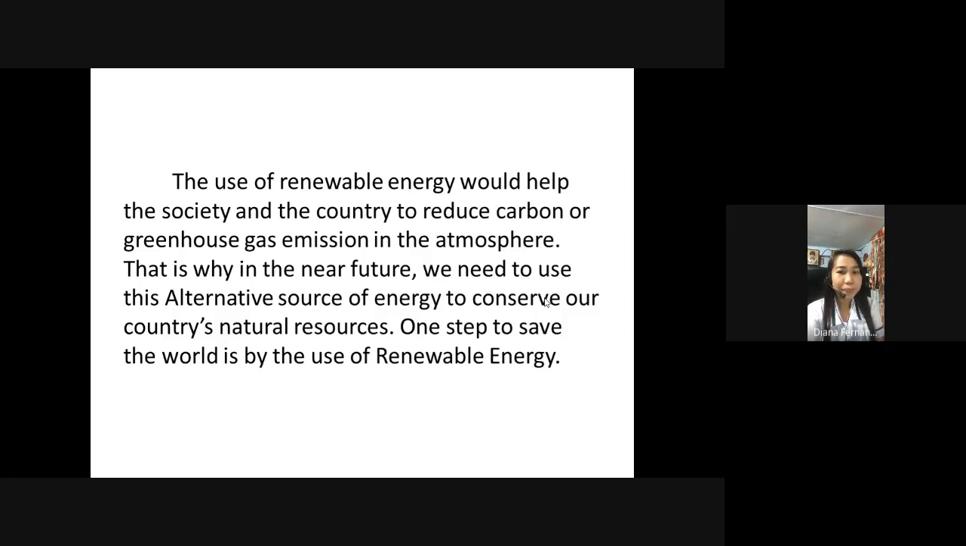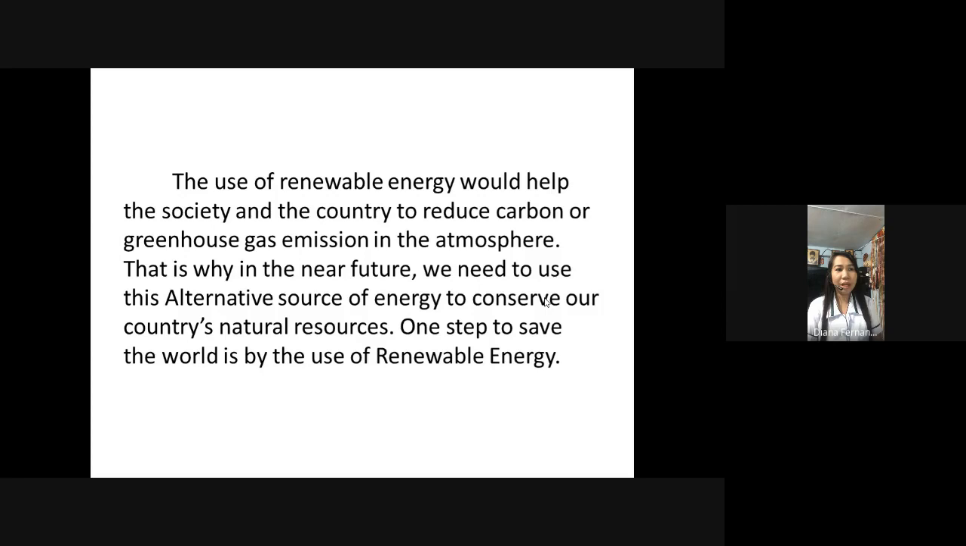Who can read? Gian, can you please read the use of renewable energy? The use of renewable energy would help the society and the country to reduce carbon or greenhouse gas emission in the atmosphere. That is why in the near future we need to use this alternative source of energy to conserve our country's natural resources. One step to save the world is by the use of renewable energy. All right, thank you so much, Gian.